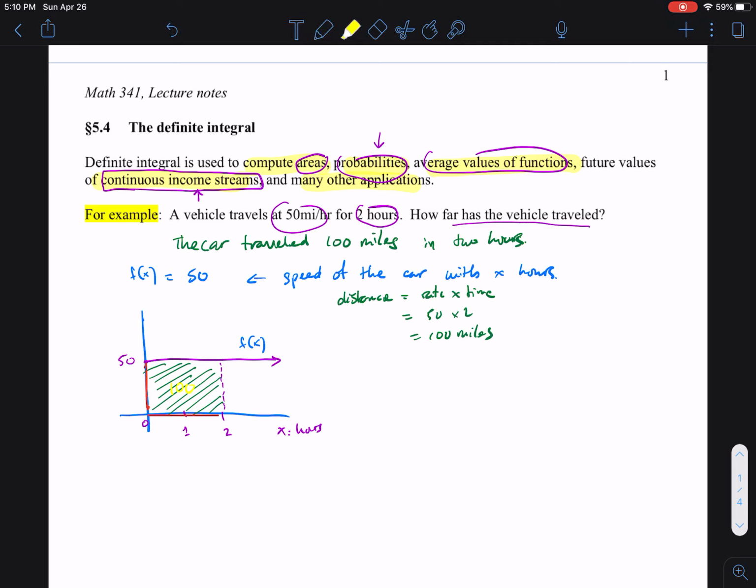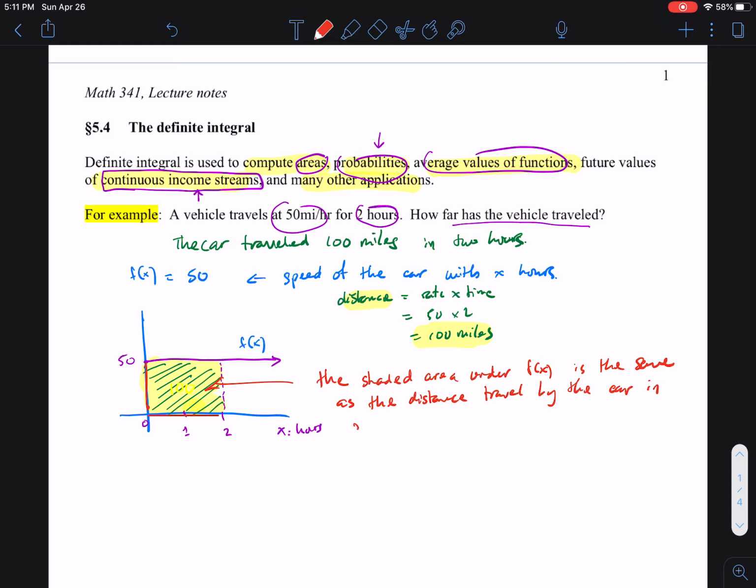So we can make this connection. We can say that this 100 miles, this distance, is the same as this area. What does this area represent? It's the area under the curve of the function f of x. It's a continuous function, and the area under the curve from 0 to 2 is 100, which is equivalent to the distance traveled by the car. So we say that the shaded area under f of x, or the curve, is the same as the distance traveled by the car in 2 hours.